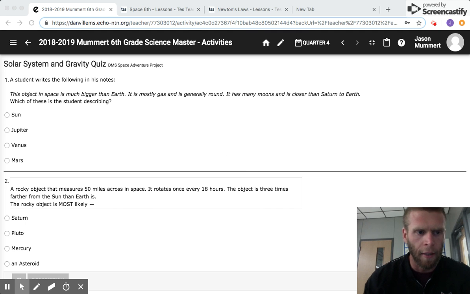All right, today you'll be taking the solar system and gravity quiz. Question 1. A student writes the following in his notes. The object in space is much bigger than Earth. It is mostly gas and is generally round. It has many moons and is closer than Saturn to Earth. Which of these is the student describing? The Sun, Jupiter, Venus, or Mars?